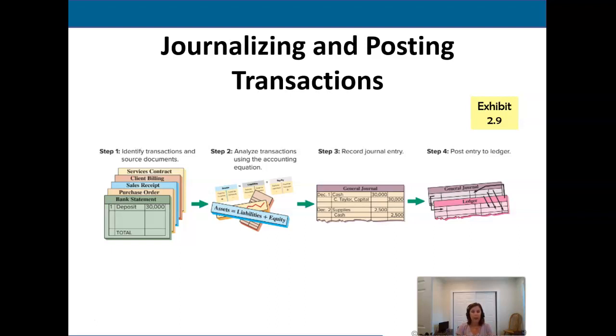Now that I've decided which accounts were impacted, how were they? Did this transaction make the balance in the account go up or down? Because that will determine whether or not it's a debit or a credit. And so we're going to record these entries in a general journal, which is a transaction by transaction ledger. And then from there, we're going to post them to the individual ledgers for each account, so that we can keep track individually of the balance in our cash account, for example, or our accounts receivable or something like that.